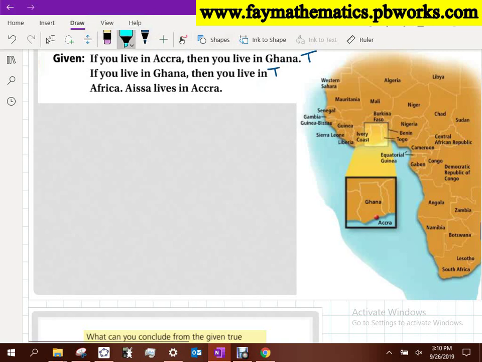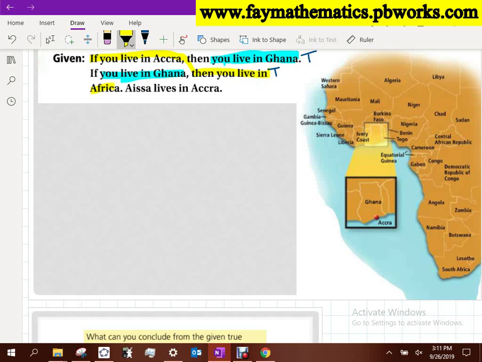Would you guys agree that "you live in Ghana," that's a conclusion, doesn't match that hypothesis? So what I can do then is create a third statement that says, if you live in Accra, then you live in Africa, correct? So you generate this third statement. That's the law of syllogism. Okay, so I got this third if-then statement, and now it says this lady, Asia, lives in Accra.